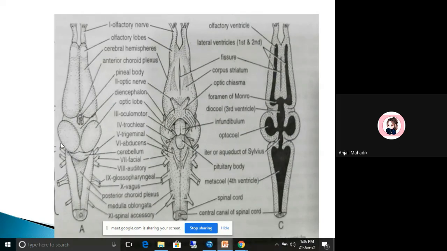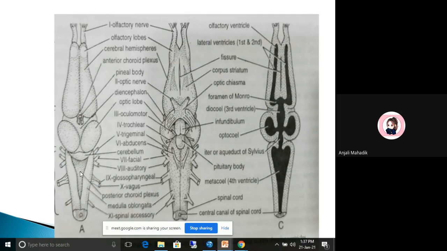Then these optic lobes are on the lateral side. The number is 2, and these are also not well developed. The function is the sense of sight. Then the crura cerebri is the second part of the midbrain, a nervous tissue band. Then the hindbrain consists of the medulla oblongata, which is broad at the uppermost part and narrow posteriorly.